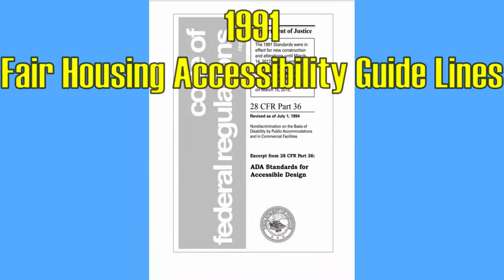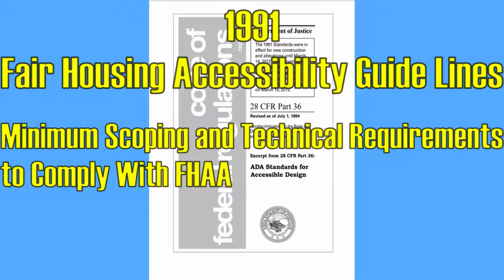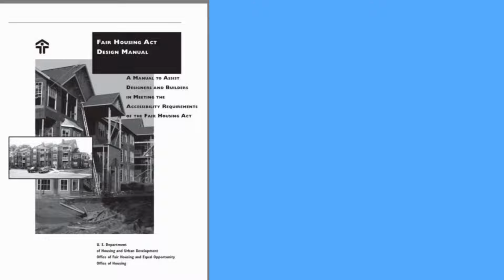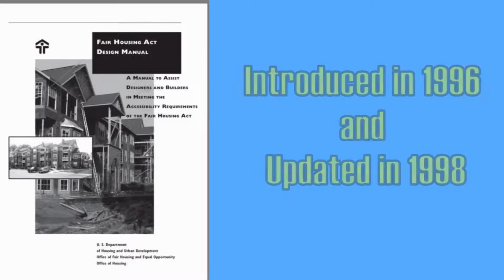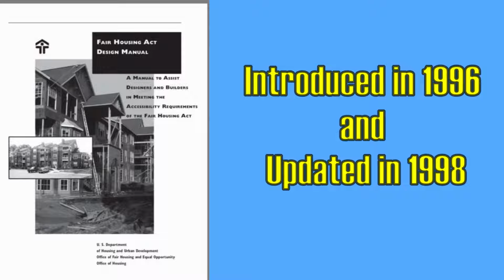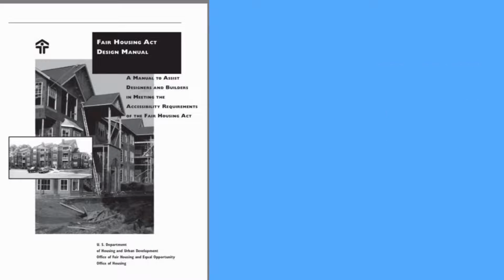Fair Housing Accessibility Guidelines was introduced in 1991. It spells out the minimum scoping and technical requirements to comply with the Fair Housing Amendments Act. The Fair Housing Act Design Manual, updated in 1998, contains 7 requirements to consider in the design and construction of multifamily housing covered by the Act.